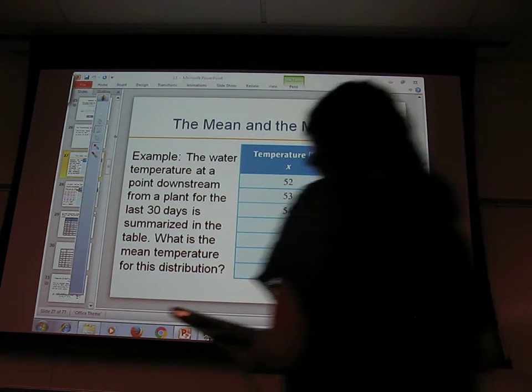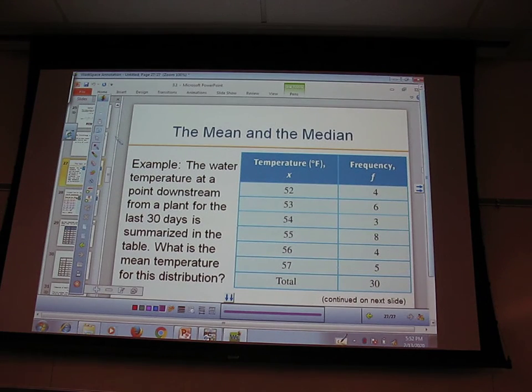Now we're going to do something that's a little bit tougher, something you haven't necessarily seen before. This is weighted means. So let's give an example. Honey, go ahead and read. The mean and the median. The water temperature at a point downstream from a plant for the last 30 days is summarized in the table. What is the mean temperature for this distribution?